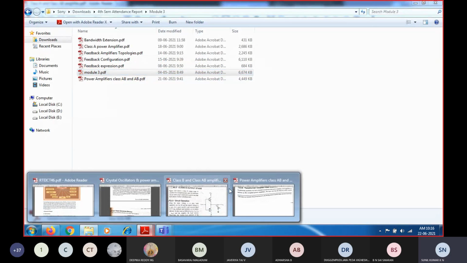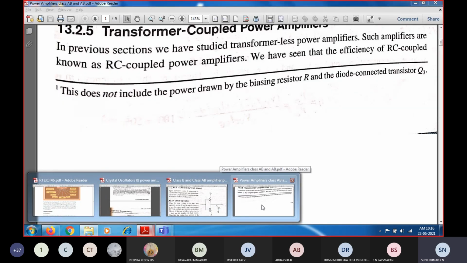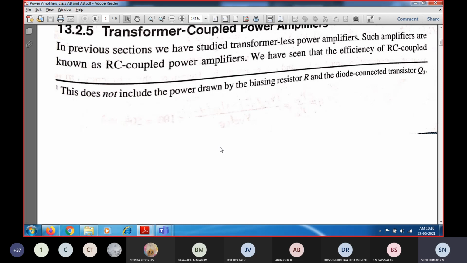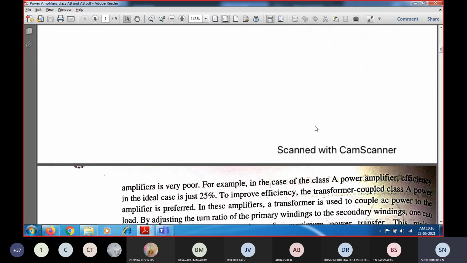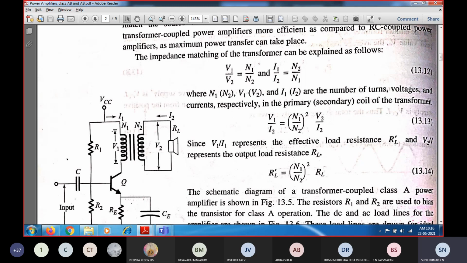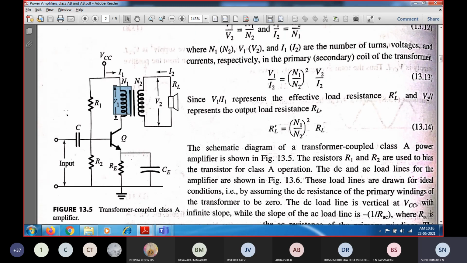Then coming to the second case, we want to increase the efficiency of the amplifier. In order to increase the efficiency of the class A amplifier, which is 25%, the maximum conversion efficiency in the case of class A, what are we going to do? We are going to employ transformer coupled power amplifiers. In place of the static collector resistance RC, we are going to employ a transformer based coupling for the transistor.